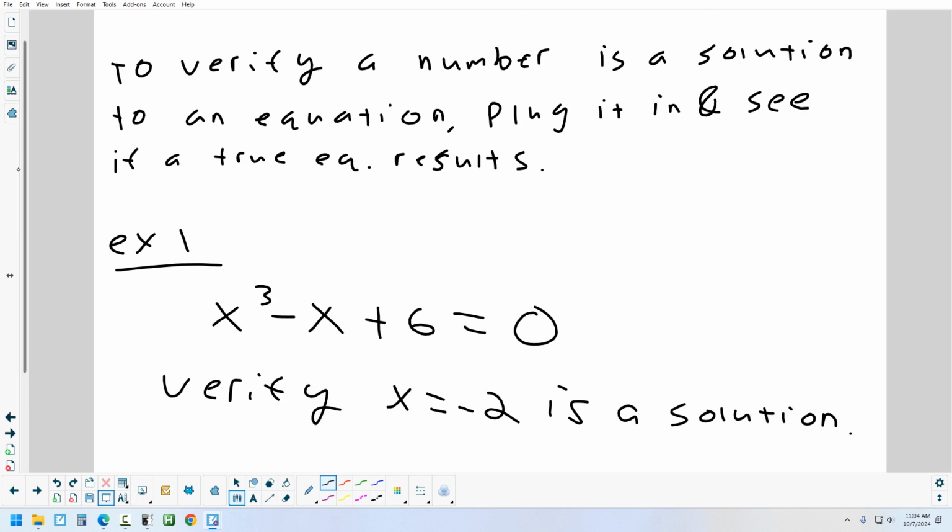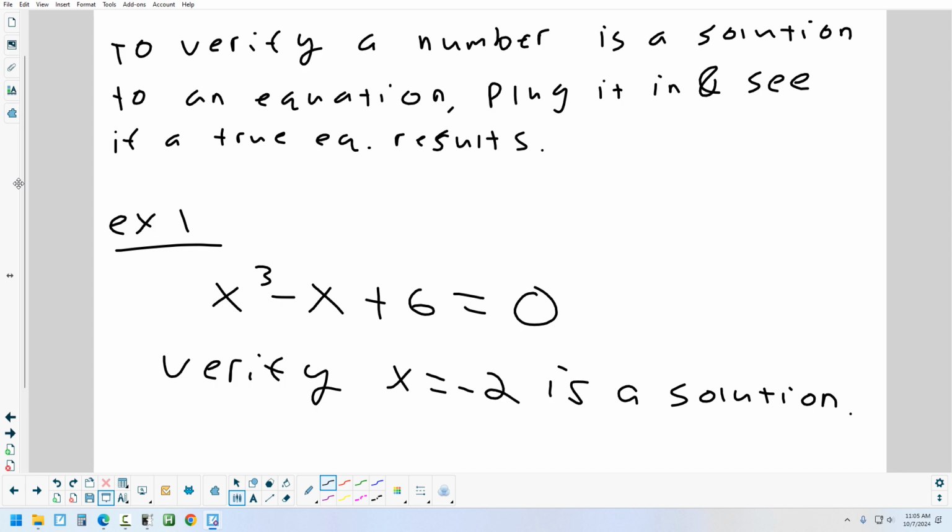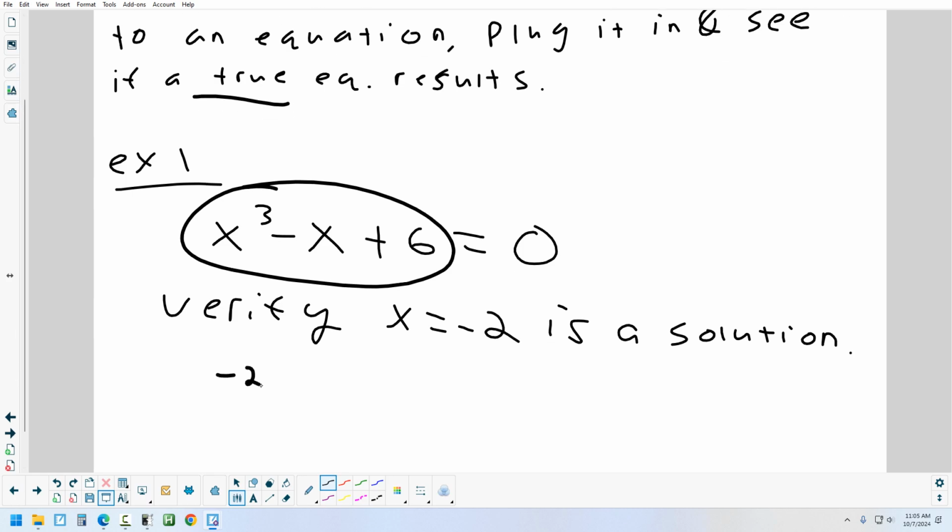So, if I want to verify that -2 is a solution to this problem, when I plug -2 back in where I just circled, what do I hope to get? 0. I hope to get 0 because I need to get the same thing that's on the other side for it to be a true statement. Okay, so let's plug in -2. I'm going to put a question mark there because I don't know yet if plugging in -2 will give me 0. That's the hope.